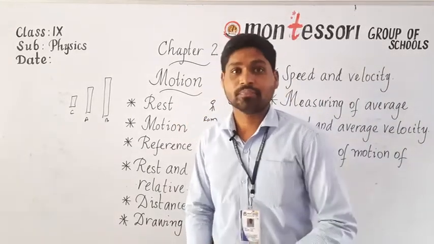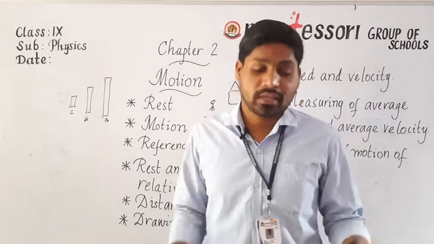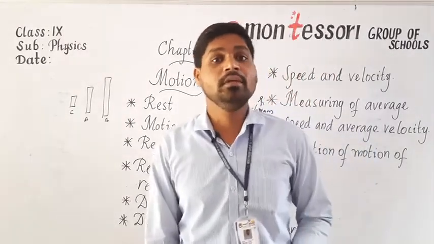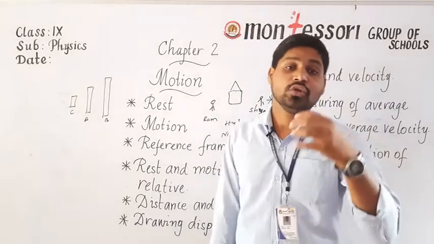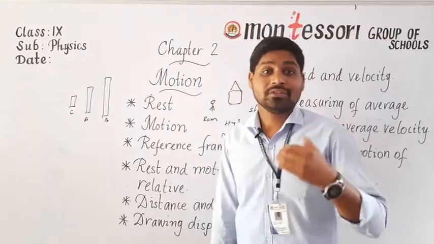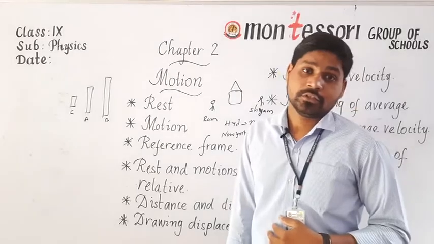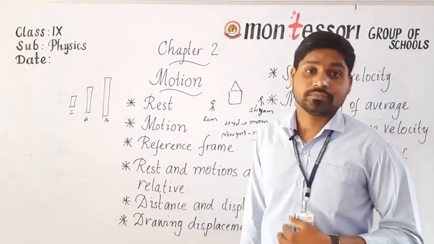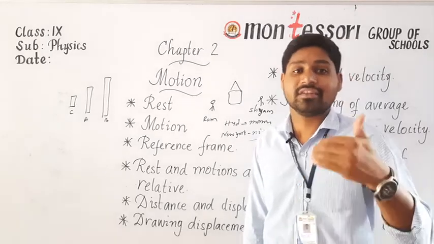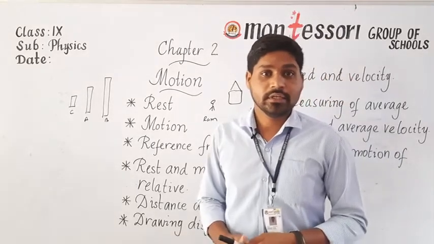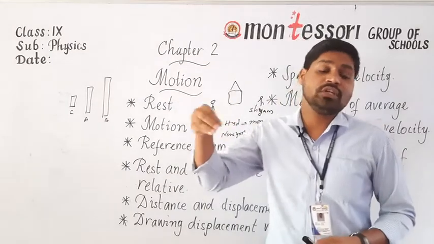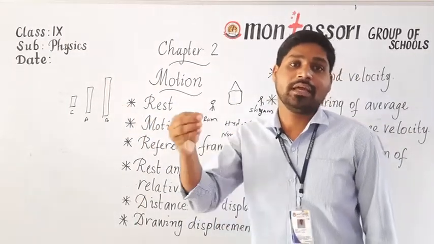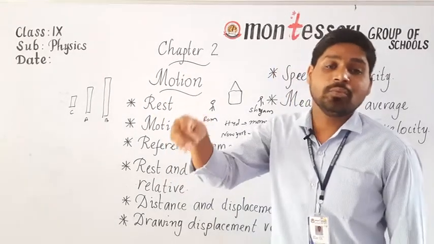What is rest? Many things which we can see without changing their position with respect to time. For example, if an object does not change its position with respect to time and the observer, then we can say that the object is at rest. There is no change in position of the object with respect to time and observer.